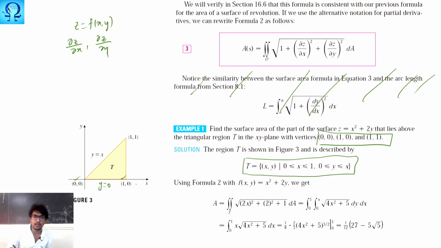If you wish to identify this as a type 2 region, then what would you get? You might get T to be the points x, y such that, first of all we will have to identify y. So from here to here, can we identify this as y ranges from 0 to 1? Yeah, y ranges from 0 to 1, and your x will range from y to 1. So this is how we'll have.